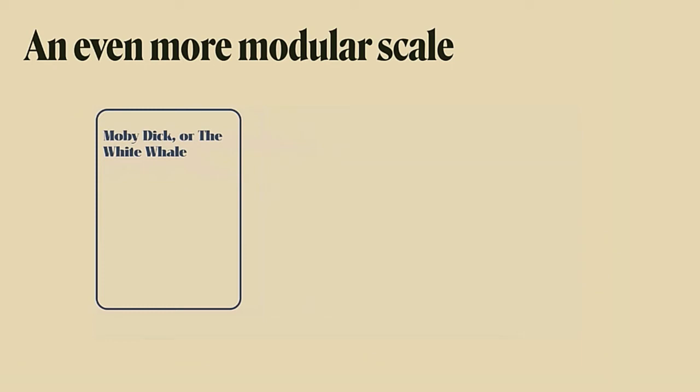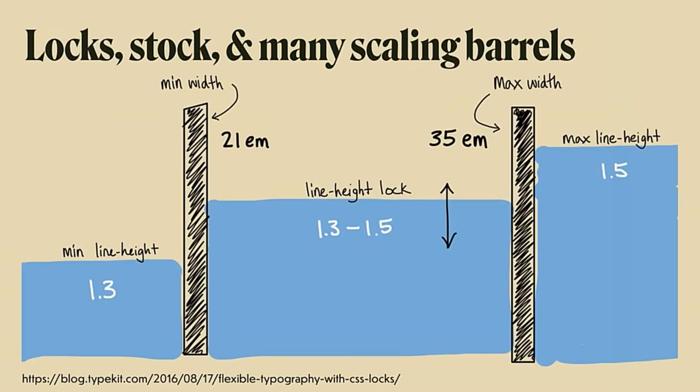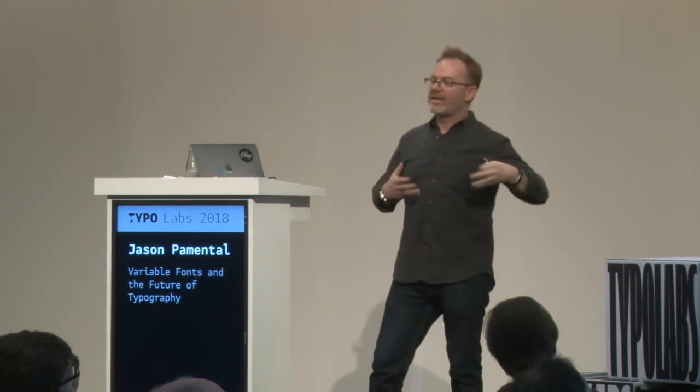So 100 viewport width units will always be 100 no matter how big the window is. So there is a predictability about how this works in width and height. And then Tim Brown from Typekit wrote this article about CSS locks.